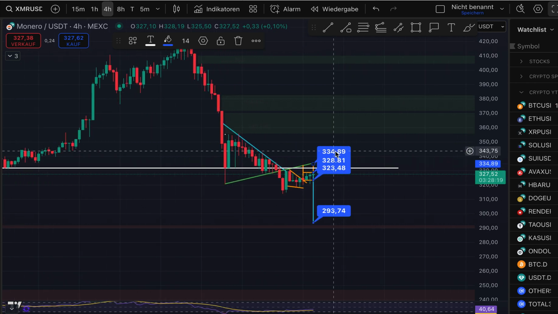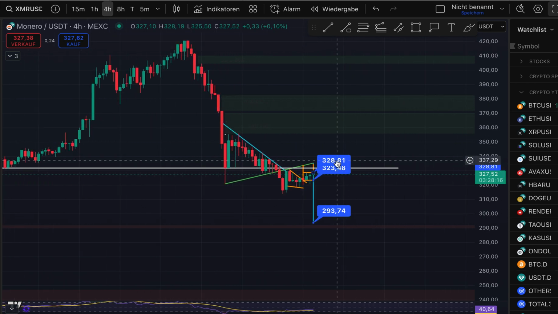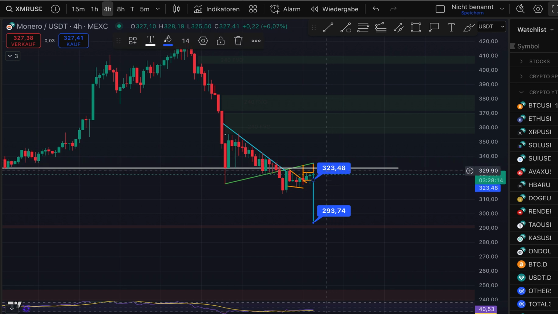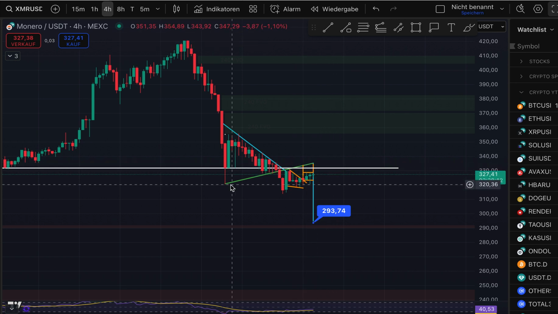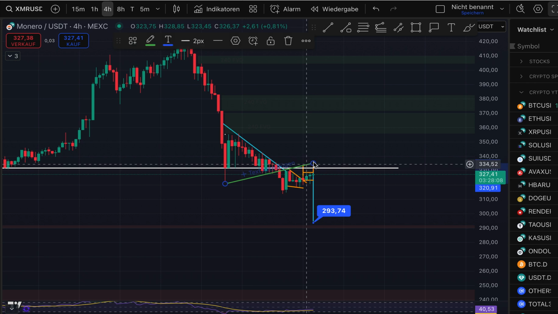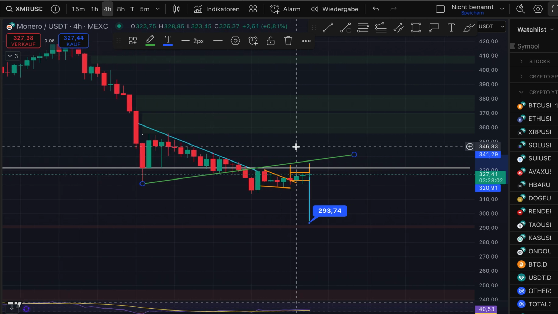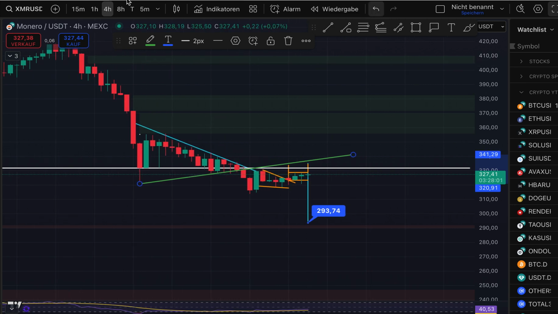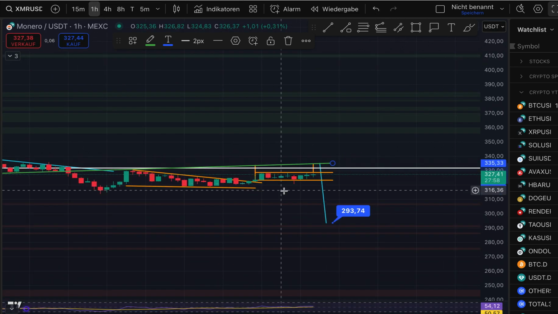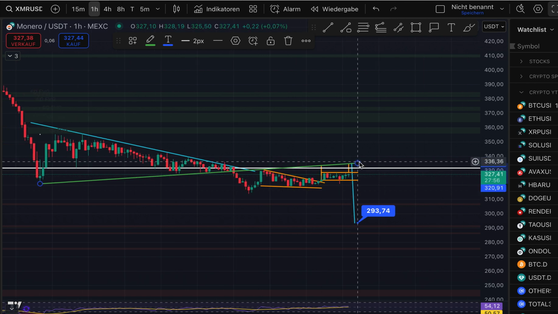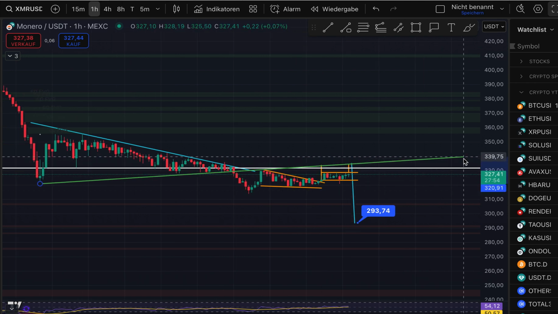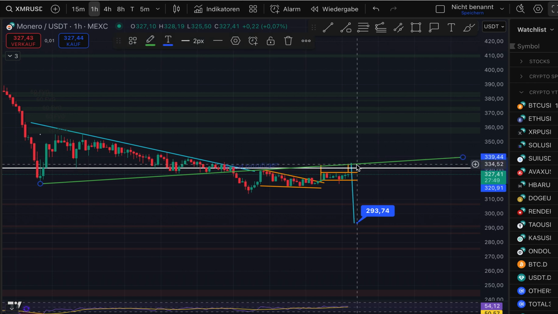Let me take out all the price tags now. So this green trend line is an upwards trend line. So if we break it to the upside, now I think I messed it up a bit. Let's get back into the 1-hour chart. So like this. So if we break it to the upside, then this is an upwards trend line.